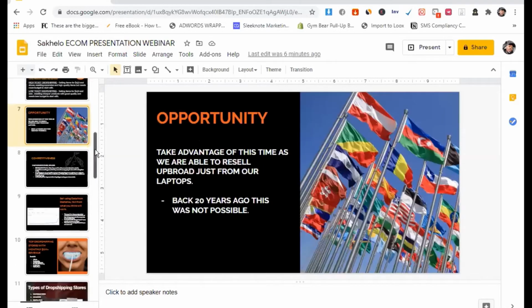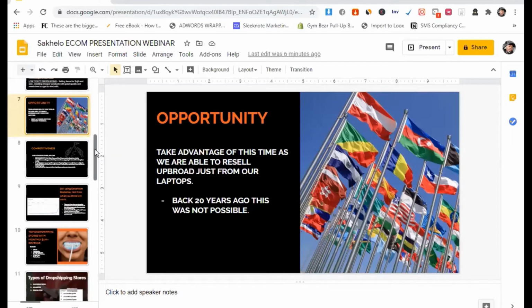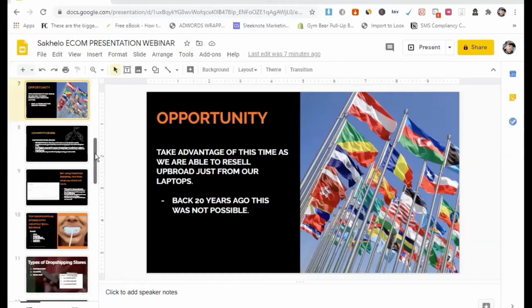Okay, opportunity. This one is a very important one because, guys, please take advantage of this time. Take as much advantage as you can. Just kick your blanket off at 6 a.m. in the morning and say you're gonna do it today. We are very fortunate to be living in times where we can resell things from our laptops and automate everything and let cash flow come in. We are very, very lucky to be able to do things like this. So please just take advantage.